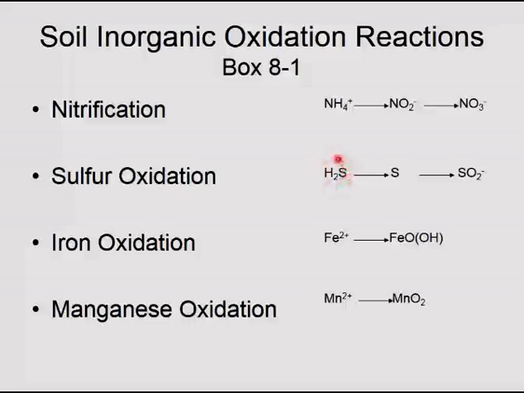Sulfur undergoes oxidation. This is hydrogen sulfide, which you might recognize as a rotten egg smell. As this compound is oxidized, we start out with H2S, it converts to just sulfur, and then right here, this is called sulfite, SO2. You can see that this is the oxidized form, and this is the reduced form. Same thing with iron. Check out the oxygens right here. This is the oxidized form, this is the reduced form, and so on with manganese.